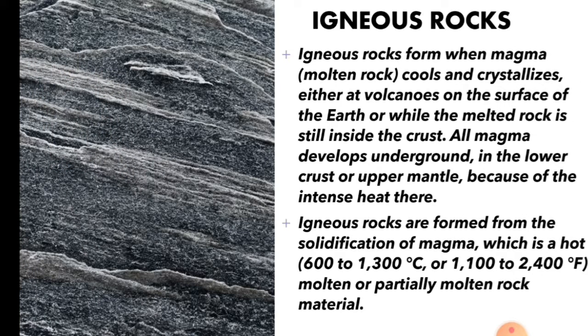What is written? Igneous rock forms when magma cools and crystallizes, either in a volcano or on the surface of the earth, or when the melted rock is still inside the crust. All magma develops underground in the lower crust of the mantle because of the intense heat inside it. It forms from the solidification of magma, whose hot temperature is 600 to 1300 degrees Celsius. In short, igneous rocks are made from magma. When a volcano erupts, the magma that reaches the surface of the earth is called lava, and when it cools or solidifies, it forms igneous rocks.